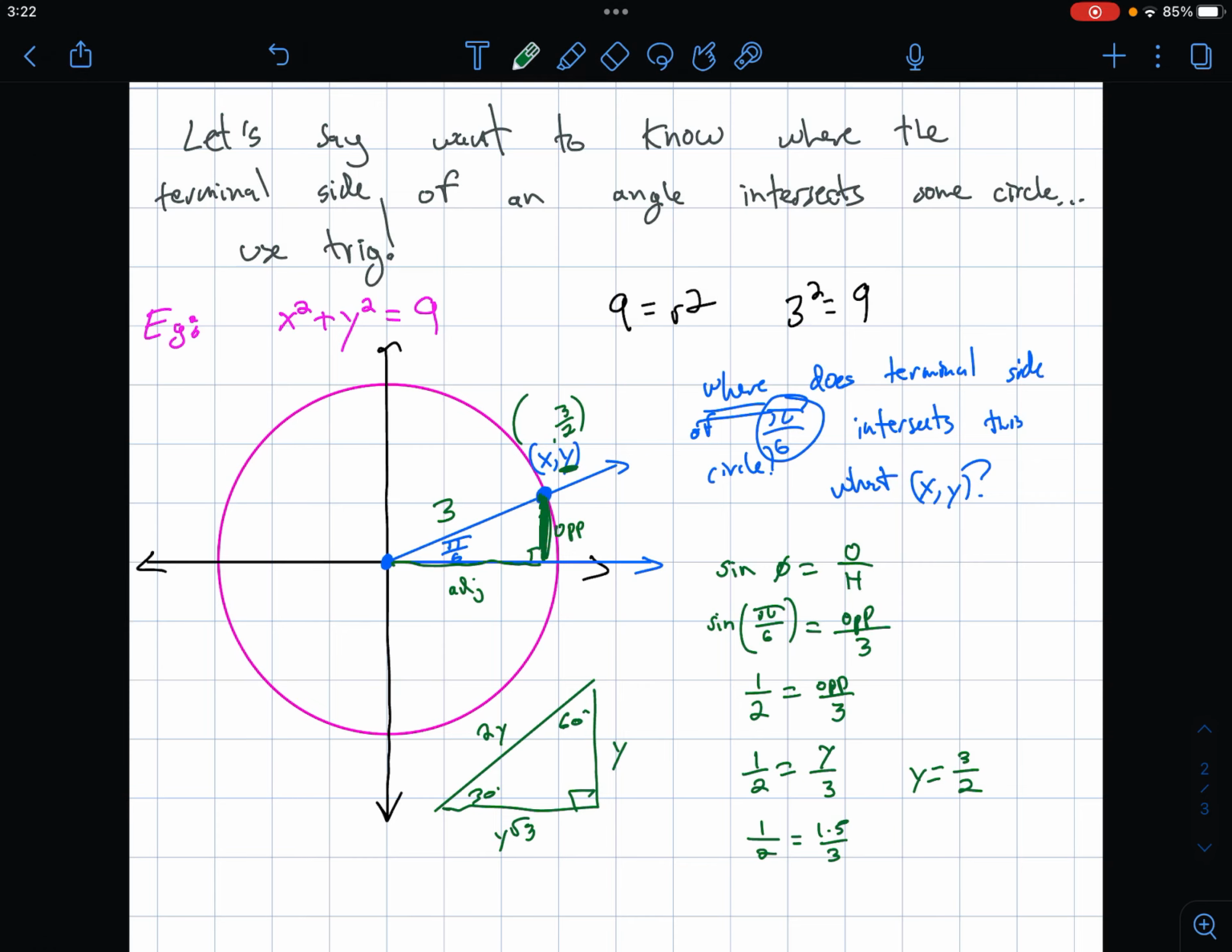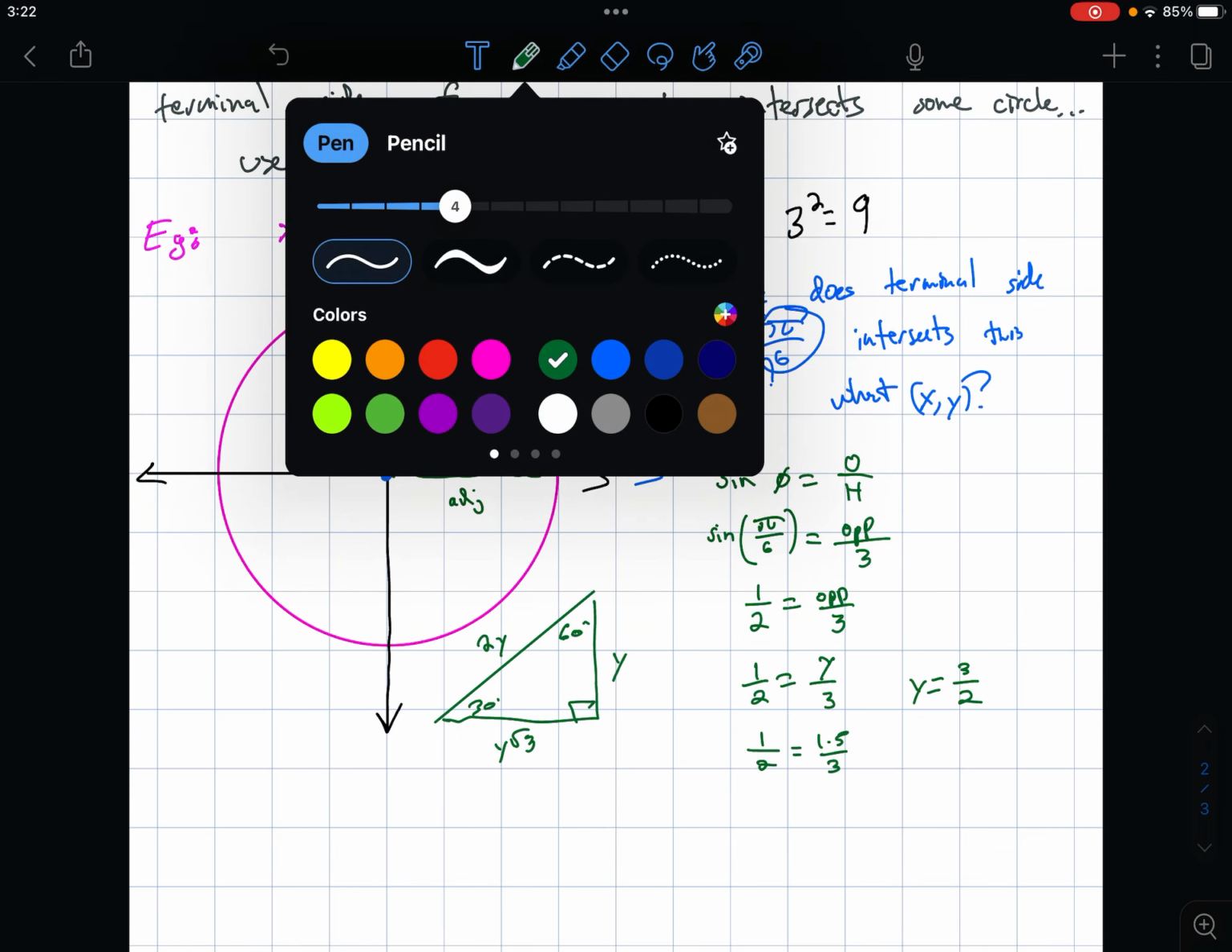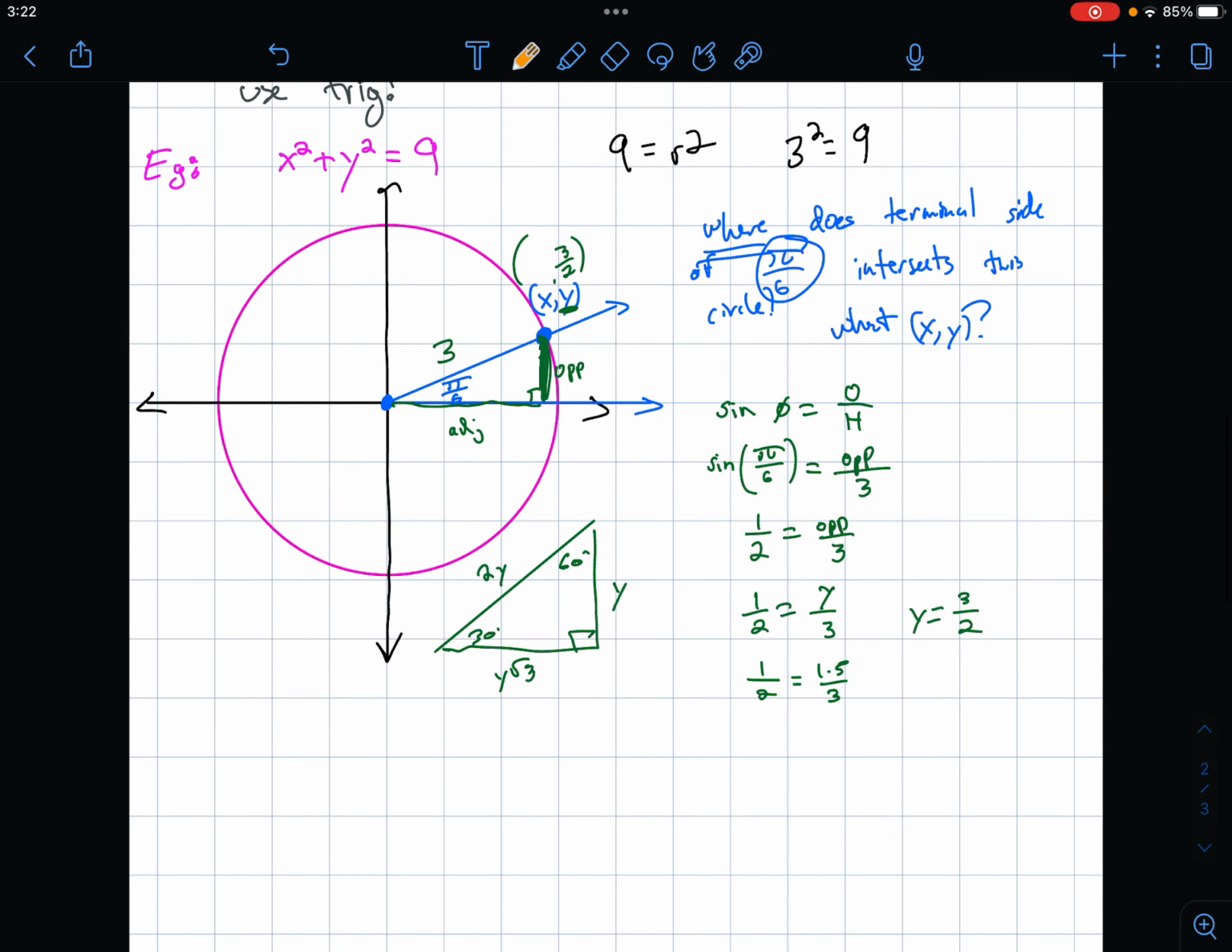If you said use the cosine, you would be correct. So I can use my cosine ratio now, which is orange for some reason that I just chose. So cosine is going to be cosine of pi over 6 is equal to the adjacent over the hypotenuse. Cosine of pi over 6, so pi over 6 is like 30 degrees, that's root 3 over 2.